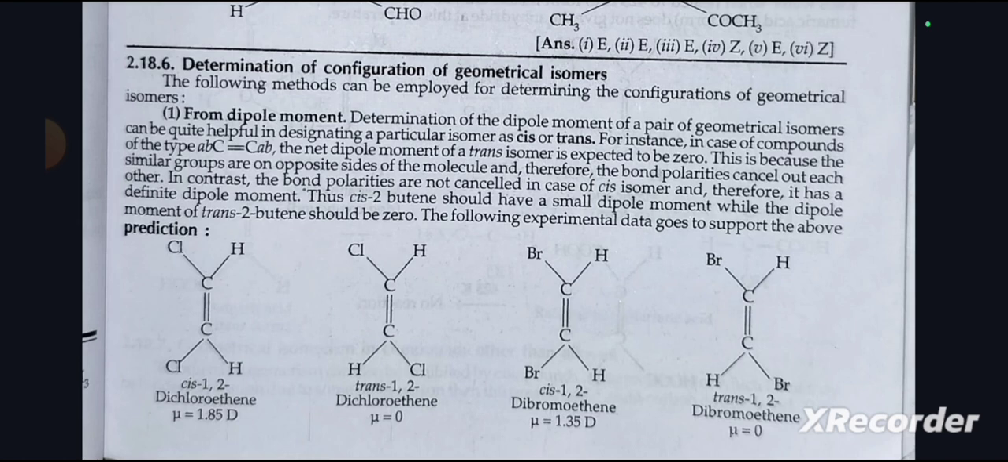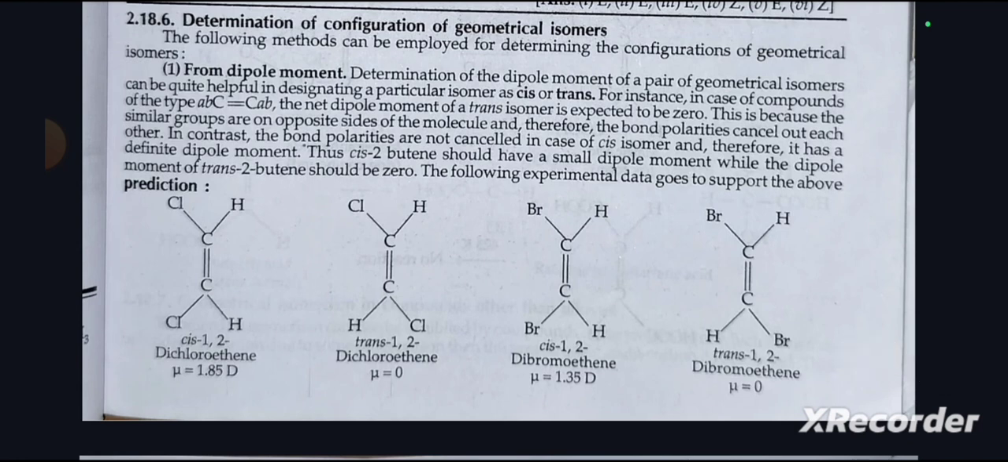2.18.6 Determination of configuration of geometrical isomers. The following methods can be employed for determining the configurations of geometrical isomers. First, from dipole moment. Determination of the dipole moment of a pair of geometrical isomers can be quite helpful in designating a particular isomer as cis or trans. For instance, in compounds of the type ABC=CAB, the net dipole moment of a trans isomer is accepted to be zero. This is because the similar groups are on opposite sides of the molecule and therefore the bond polarities cancel each other. In contrast, the bond polarities are not cancelled in the cis isomer and therefore it has a definite dipole moment. Cis-2-butene should have a small dipole moment while the dipole moment of trans-2-butene should be zero.